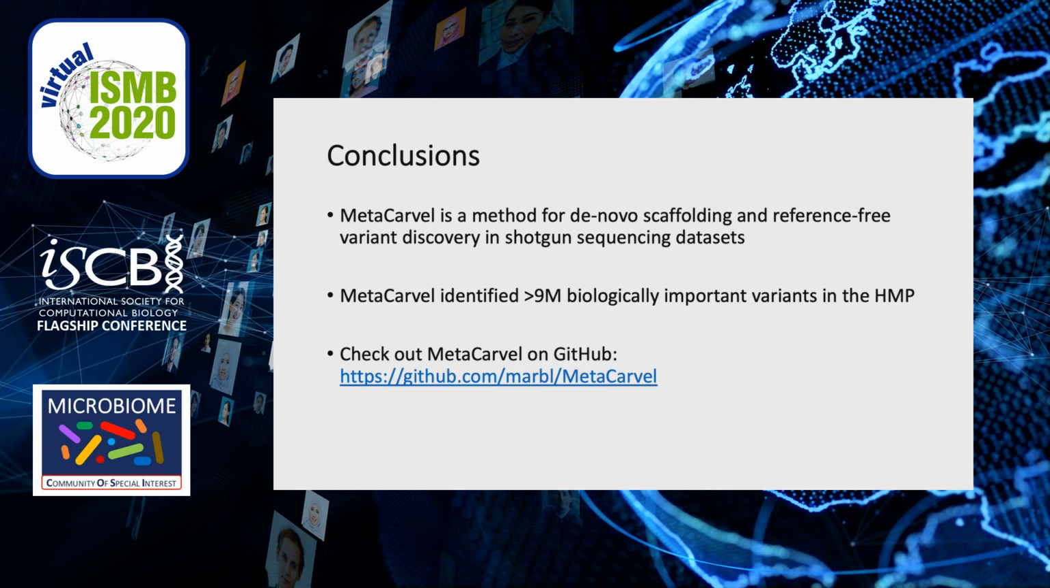In conclusion, MetaCarvel is a method for scaffolding and variant discovery in shotgun sequencing datasets. Compared to alignment-based methods that rely on reference genomes and can only identify single nucleotide variants, graph-based variant detection allows for resolution of sophisticated functional and structural changes in mixed microbial communities. MetaCarvel identified more than 9 million variants in the HMP samples, including strain-level variants that suggest ways in which microbes may adapt to or colonize different niches.